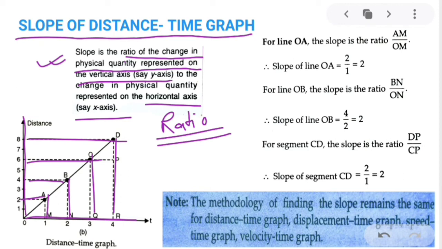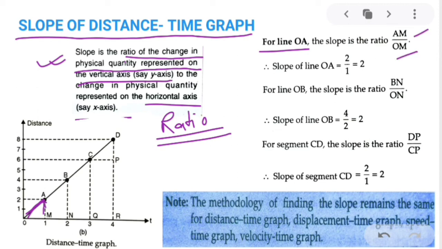Now see here, slope for this graph. Now try to understand slope for this graph at different points, A, B, C and D. Let us see now, try to understand this concept here. So for point A, for line OA, that means this part, O to A, what is the slope? Slope is vertical distance divided by horizontal distance. That means vertical distance is AM and horizontal distance is OM. This ratio is the slope for OA.